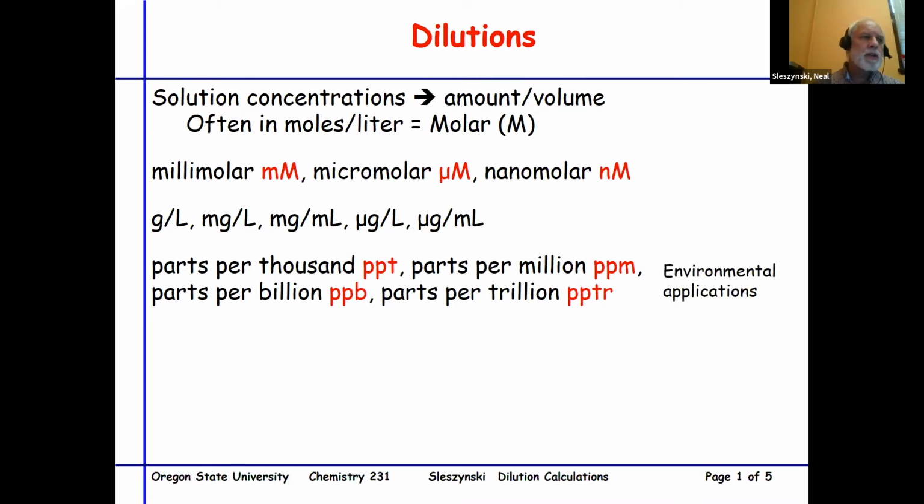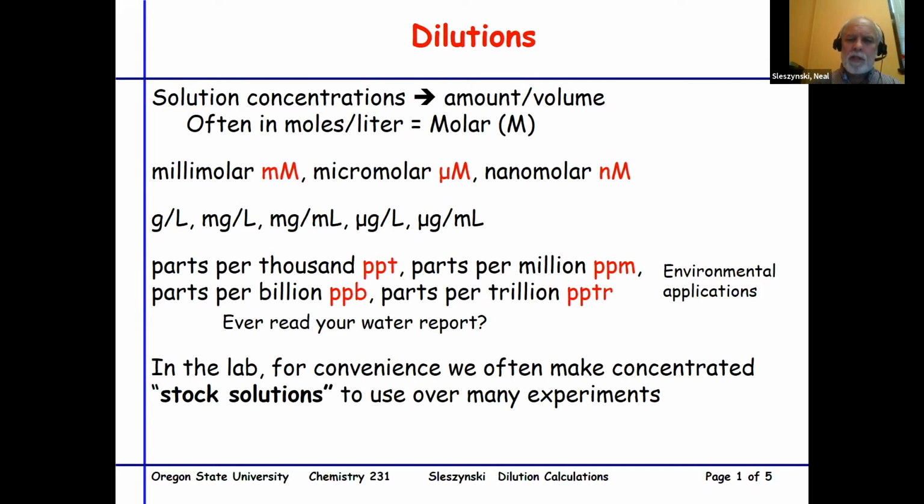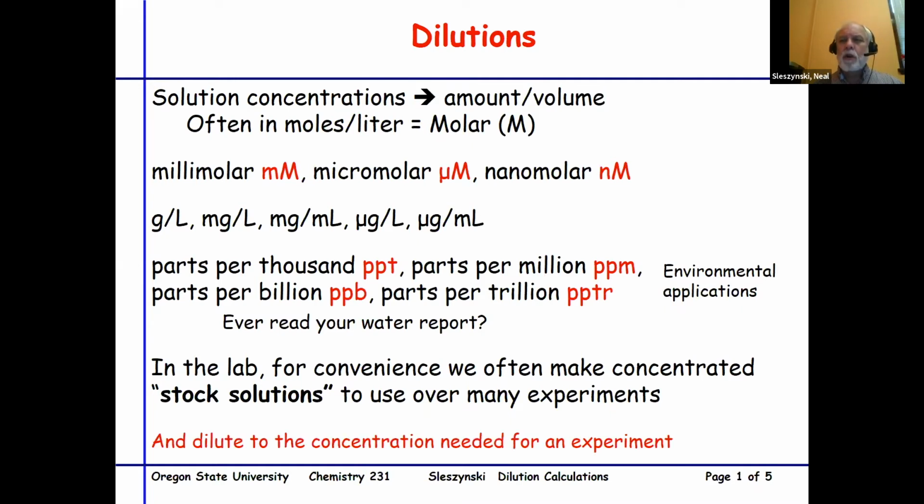And these are very common units used in environmental applications. And if you've ever read the EPA mandated report that comes with your city water bill once a year, you'll see concentrations in these ranges for a variety of differently commonly found components in drinking water. In the laboratory, for convenience, we often make concentrated stock solutions that we can use over many experiments because it's just easier. But when we have these concentrated stock solutions, we'll need to figure out how to dilute these higher concentrations into the lower concentrations that we need for any individual experiment.